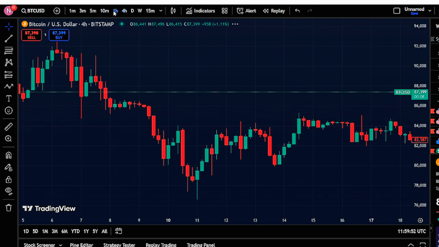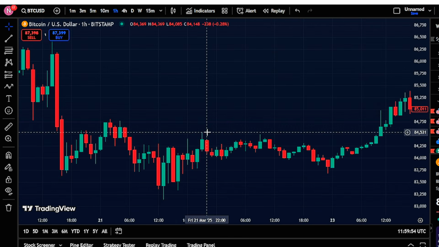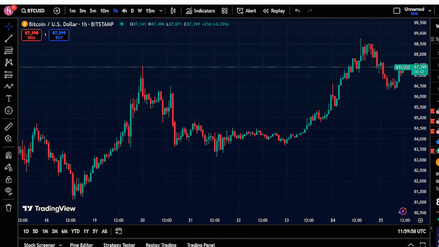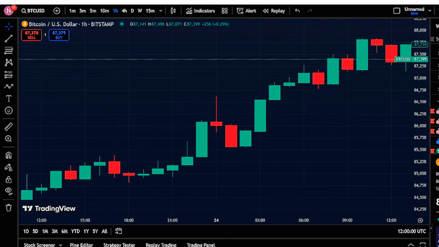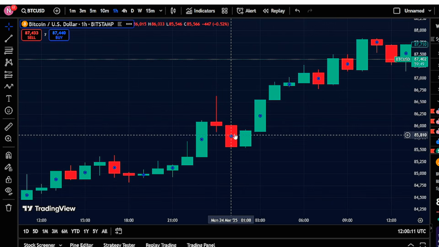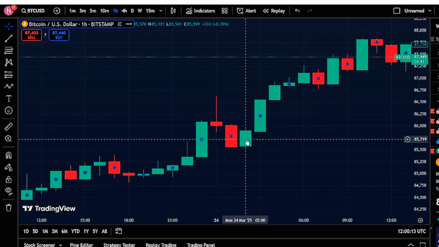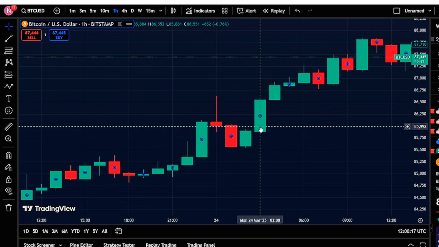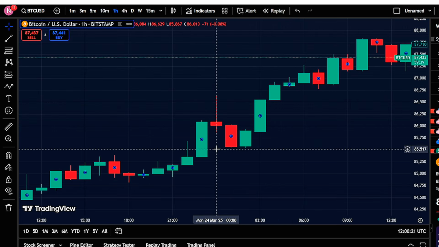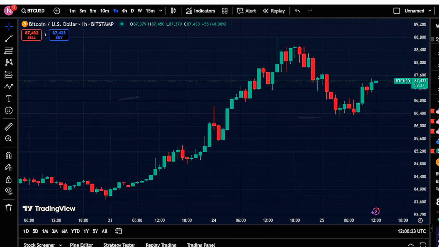If I was using the 1 hour time frame right here, it means that all of these candlesticks represent 1 hour each, guys. So what this simply means is that at this point the candlestick was red, meaning that the market was down. But in the next 1 hour, it got a green candlestick, meaning that it came up. After that, another 1 hour later, it pumped up again and again and again. So every single candlestick here represents 1 hour.